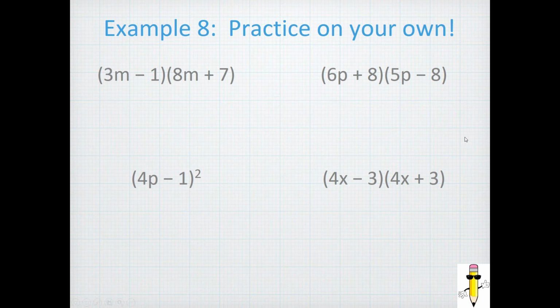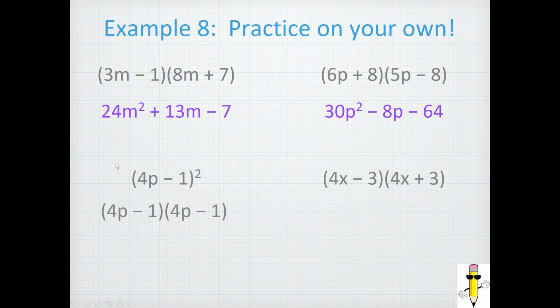Alright, so let's see how you did. So in our first one, our answer should have been 24m squared plus 13m minus 7. And our other one should have been 30p squared minus 8p minus 64. And again, here's our 4p minus 1 squared, so that means it's going to be times itself. So that's going to look like this first.